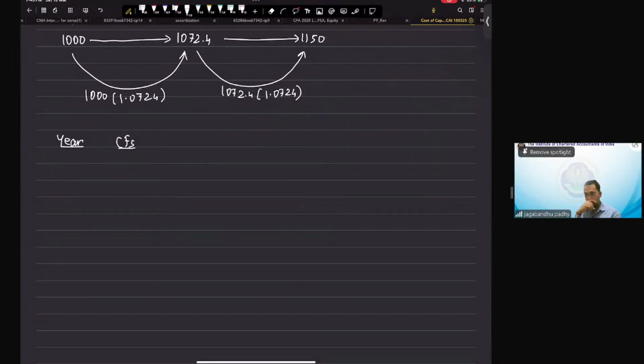Suppose from the company's point of view, we have this set of cash flows. Year 0, you're receiving, let's say, 1,000. And finally, in the third year, you're paying out 1440. Can you compute the cost of debt on a percentage per annum basis for this case?